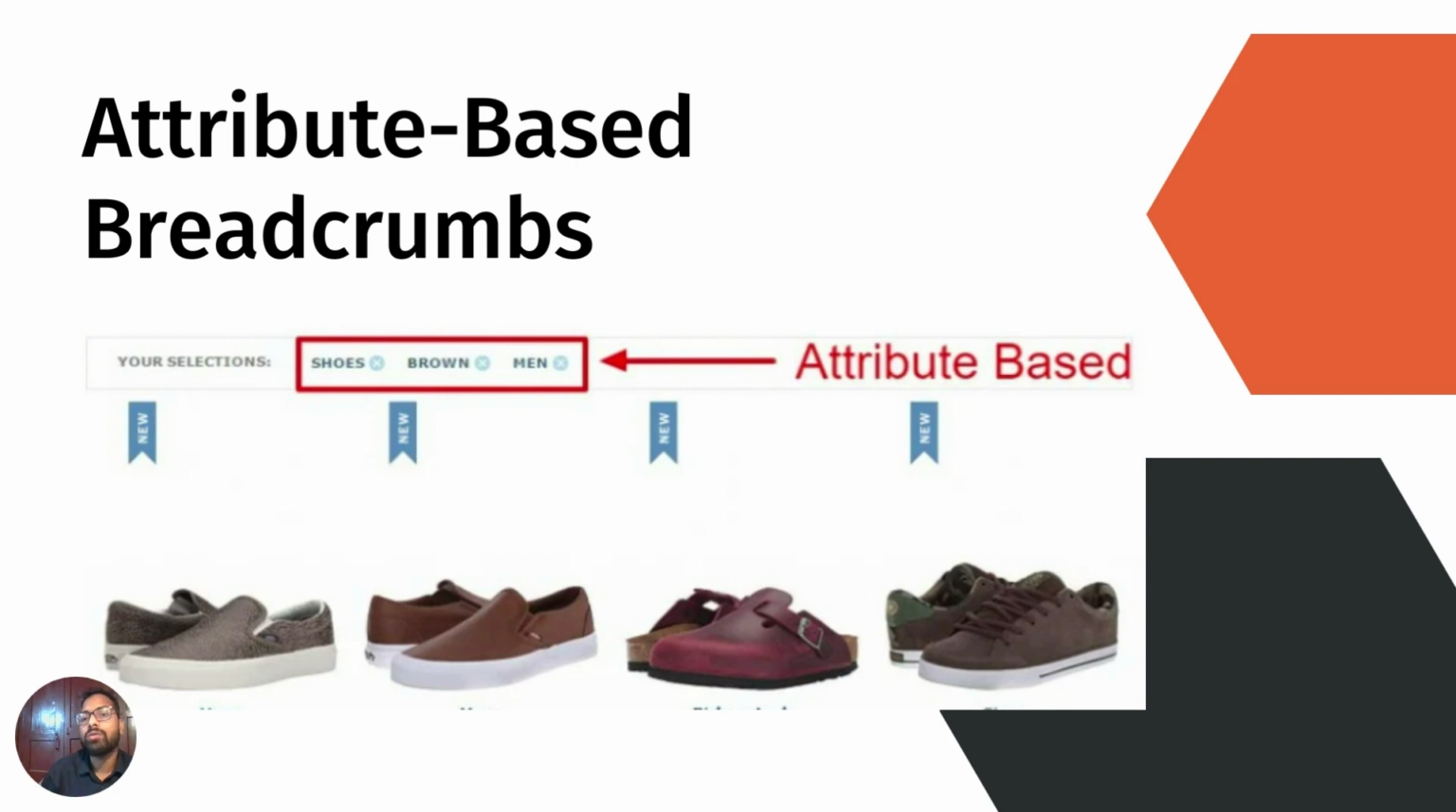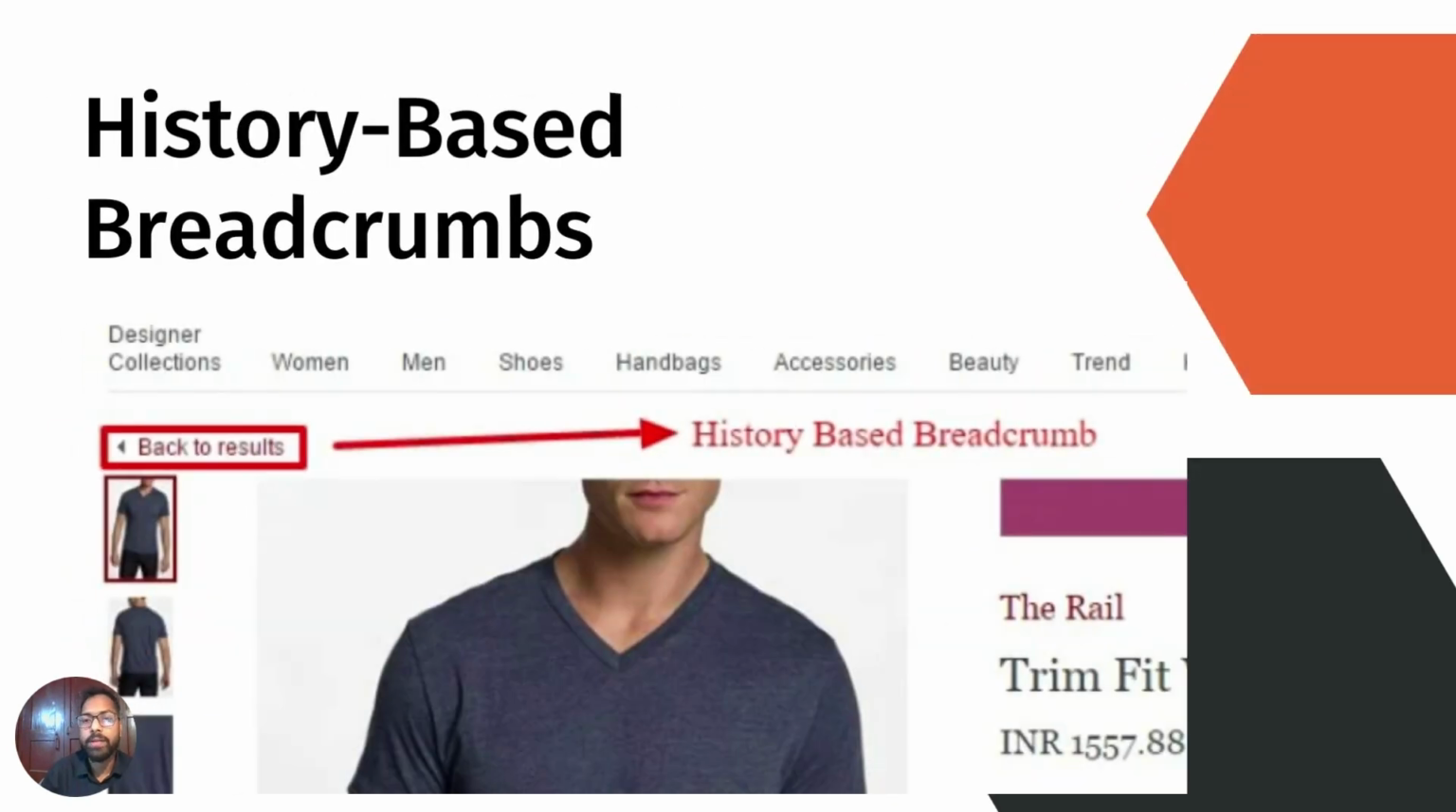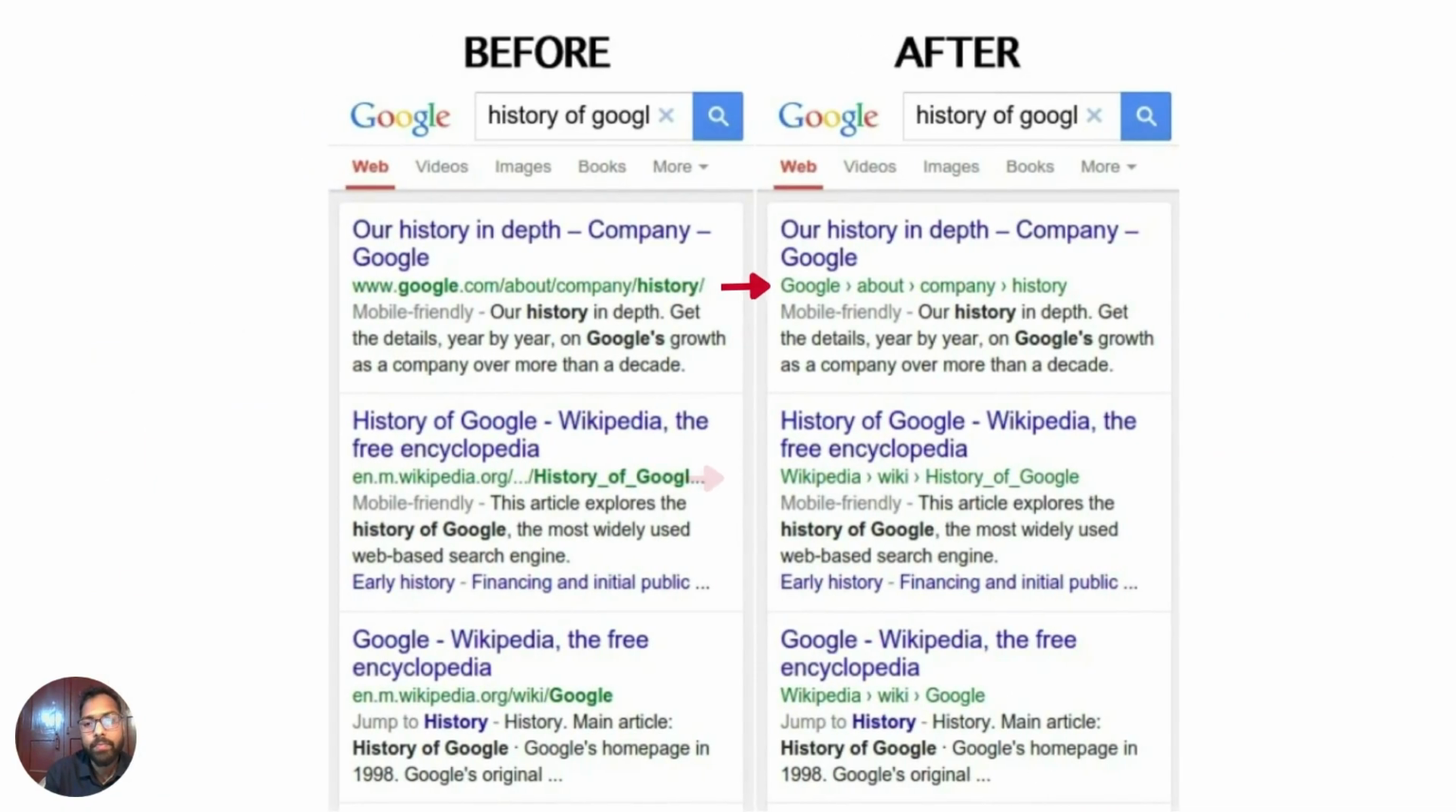Next, attribute-based breadcrumbs. This is commonly used on e-commerce sites to show what attributes the user has clicked. Next, and last, history-based breadcrumbs or path-based. They show users what other pages on the site they have visited, similar to a browser history. Let me show you the effect of breadcrumbs on SEO. So let's move to the next agenda.